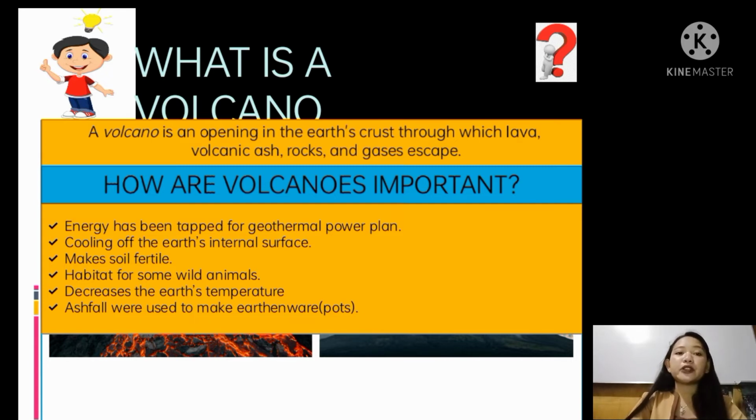So next, volcanoes provide habitat to wild animals. Since the soil in the vicinity near volcanoes is very fertile, trees and other plants are abundant. These plants serve as habitat to some animals like birds. According to research, Mayon volcano has habitat of 104 species of land vertebrates, including 57 species of birds, 10 species of amphibians, 24 species of reptiles, and 13 species of mammals.